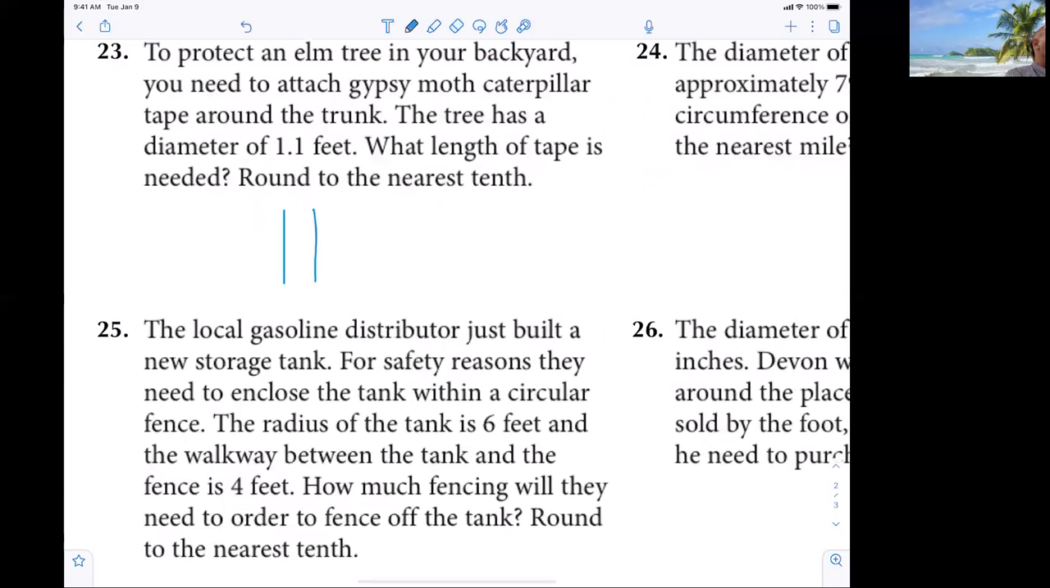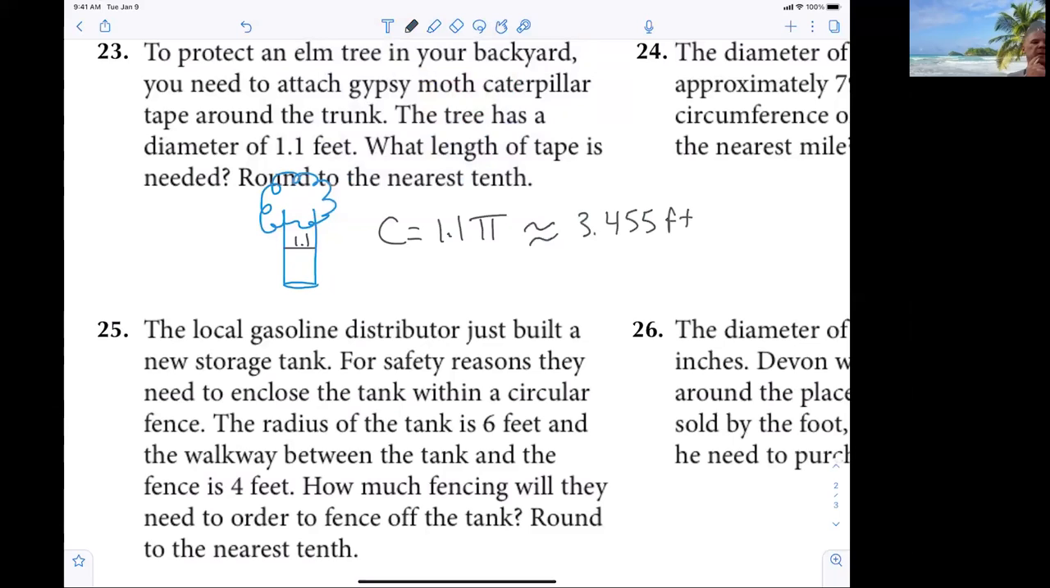And then, of course, we drew a tree like this. And the diameter is what? 1.1. Right. So then the distance around is called the what? Circumference. That's right. So circumference is what formula? It's going to be 1.1 times pi. 1.1 times pi, perfect. Which is approximately? 3.455, and that would be feet. 3.455 feet.